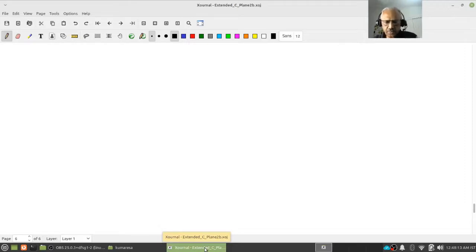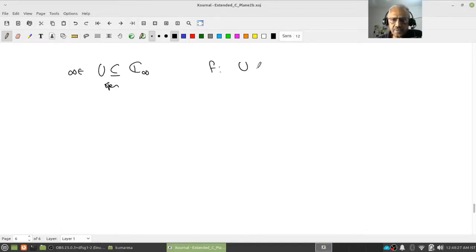Now we want to talk about holomorphic functions defined on an open set containing infinity. So let U be an open set containing infinity, and f be a function from U to C. I want to talk about when I say f is holomorphic on U.